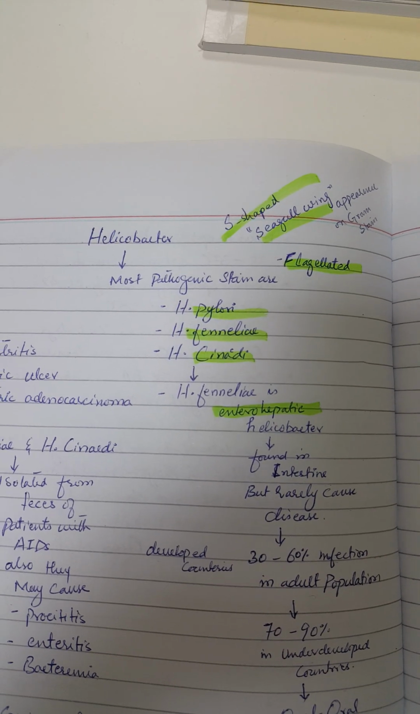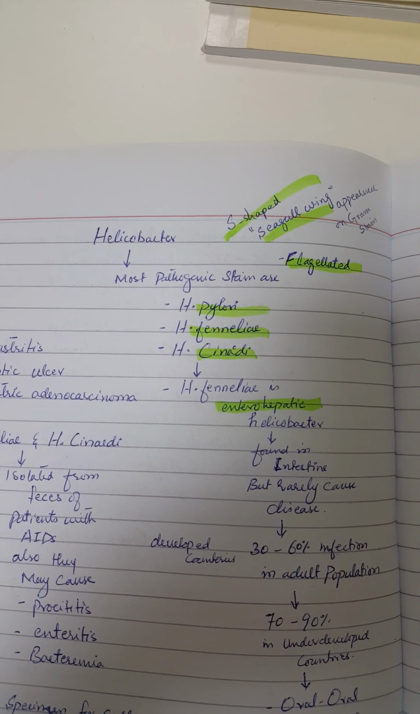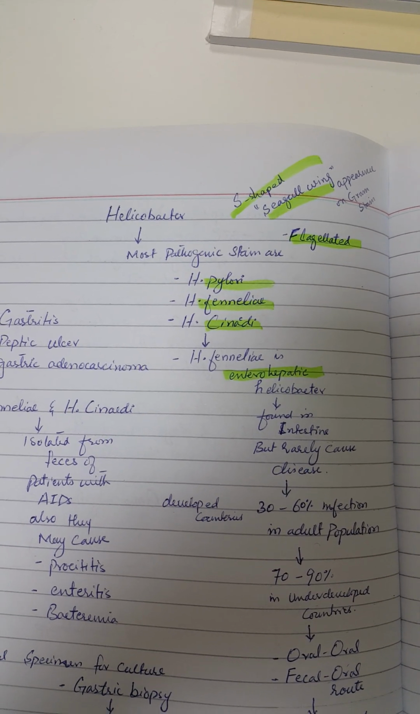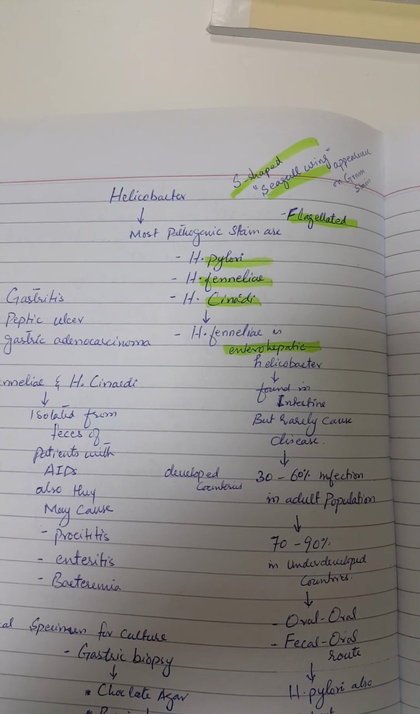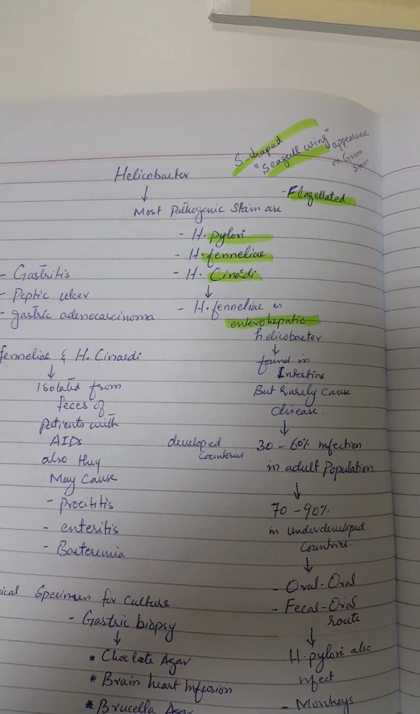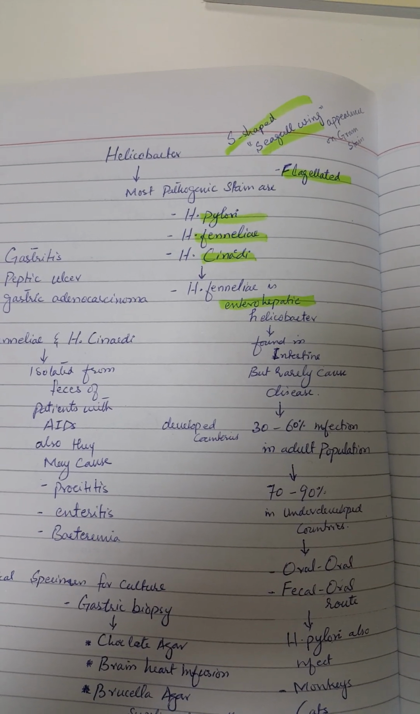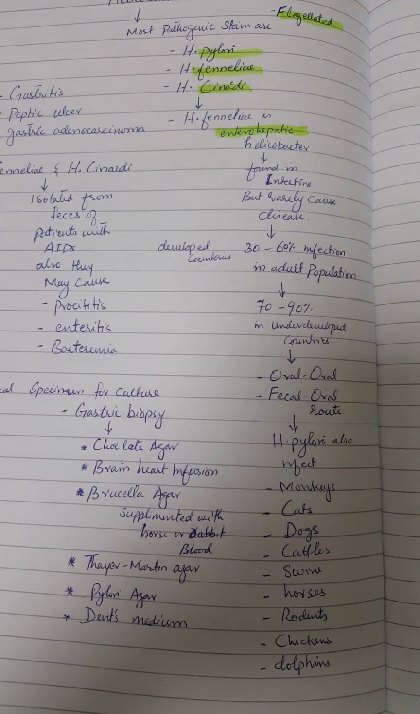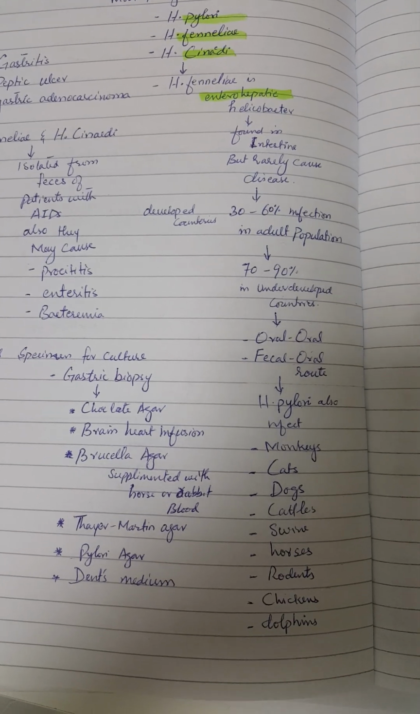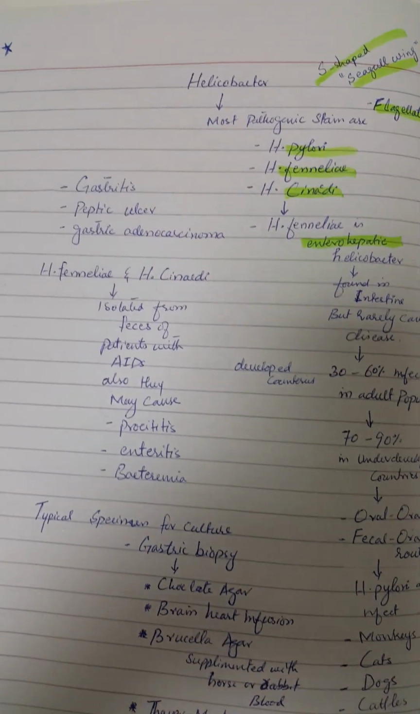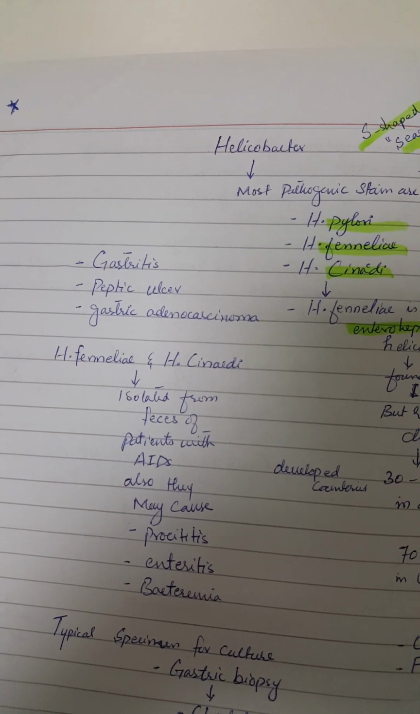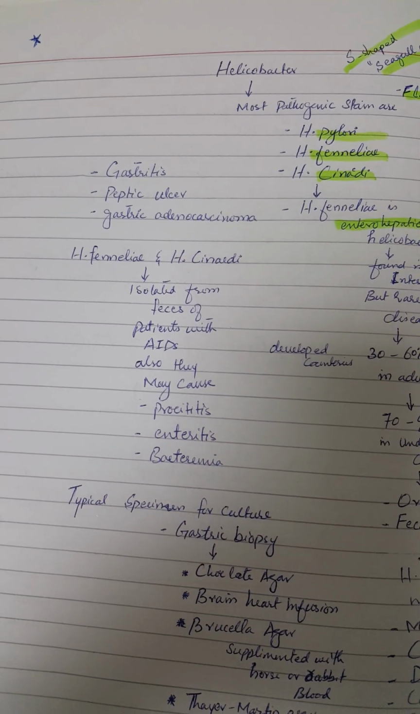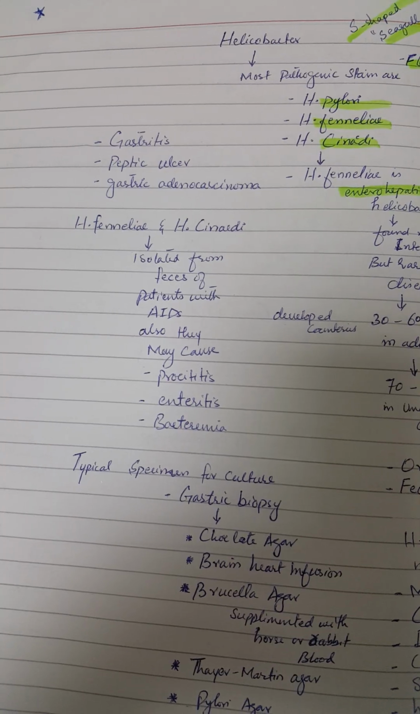Helicobacter pylori is S-shaped with a seagull wing appearance on Gram stain. It is a flagellated organism, and the most pathogenic strains are H. pylori, fennelliae, and cinaedi. Fennelliae is an enterohepatic Helicobacter found in the intestine but rarely causes disease in developed countries. Infection occurs in 30 to 60% of the adult population, but in underdeveloped countries 70 to 90%, mostly from the oral or fecal-oral route. H. pylori also infects monkeys, cats, dogs, cattle, swine, horses, rodents, chickens, and dolphins. The organism is able to cause gastritis, peptic ulcer, and gastric adenocarcinoma. H. fennelliae and H. cinaedi are isolated from the feces of AIDS patients. They also cause proctitis, enteritis, and bacteremia.